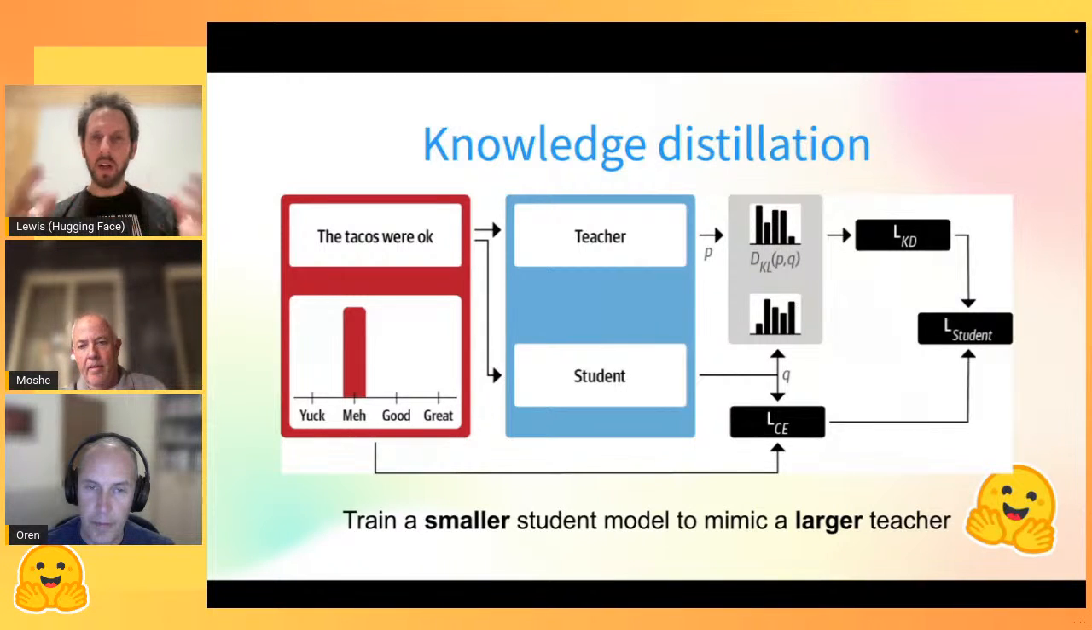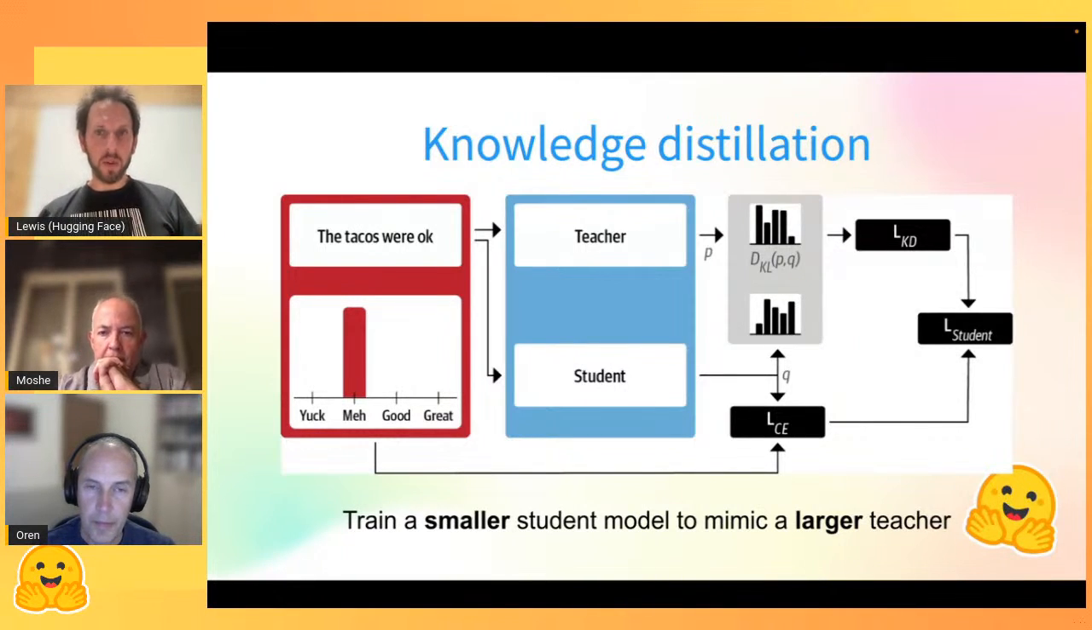I'll start by giving a high-level description of knowledge distillation before handing over to Oren, and he can explain how we did it for SetFit specifically. The basic idea of knowledge distillation is you have two models, and you have a model that's called the teacher. This model is typically a large model, or a model that gets very good accuracy on the test set that you're interested in. And this teacher model is typically too big to put into production. So what you can do is take a smaller model, which is called a student.